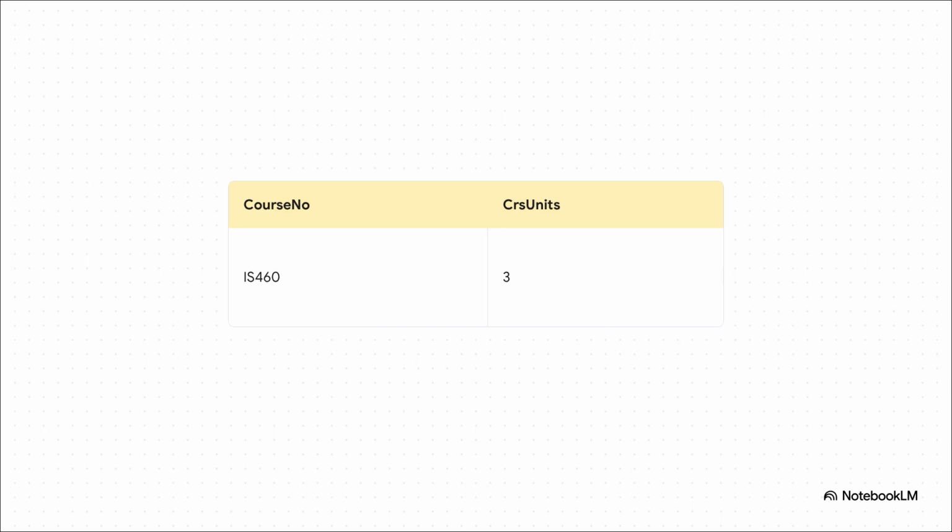And here it is, our final piece of the puzzle, the course table. This one gives us the juicy details about the courses themselves, like how many units they're worth. It connects a course number to its details, but look closely. There's no mention of a professor anywhere. So what we have are 3 scattered, incomplete clues.